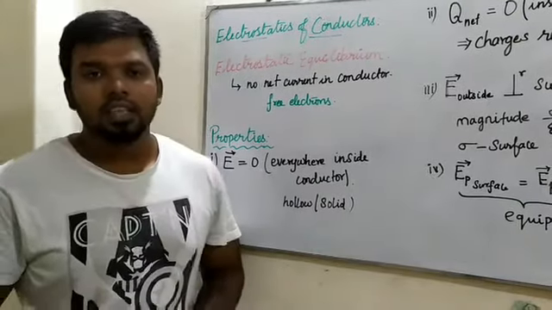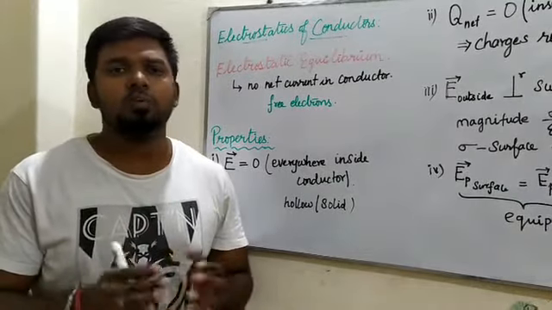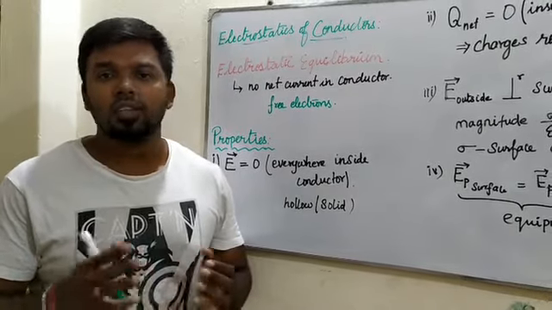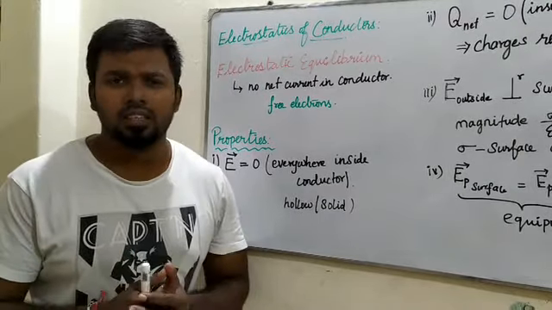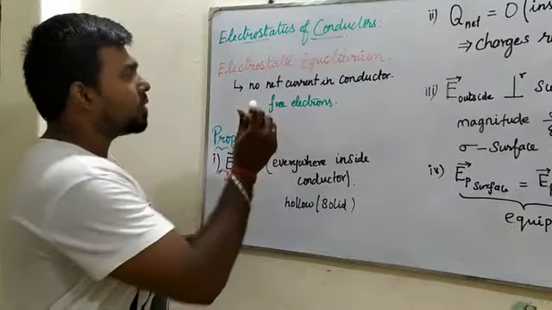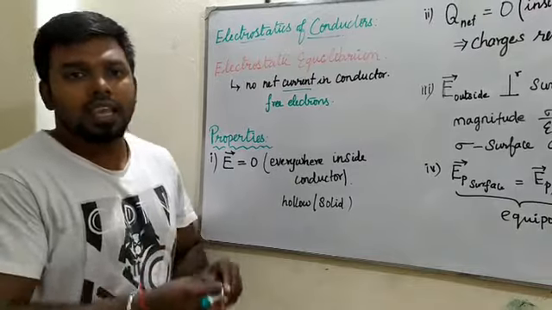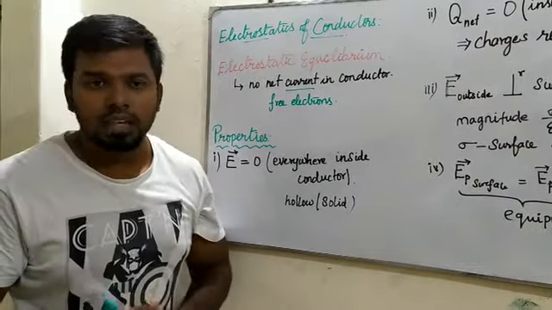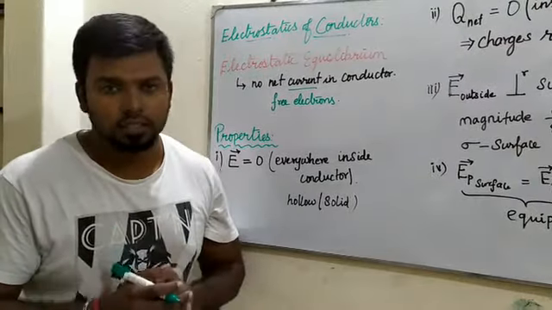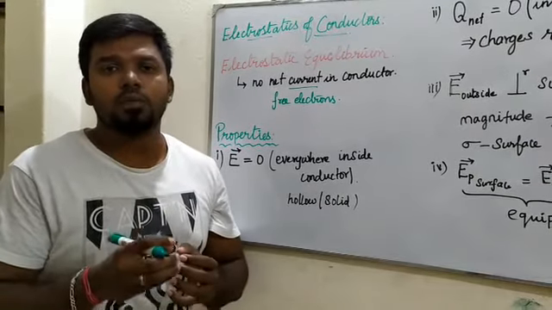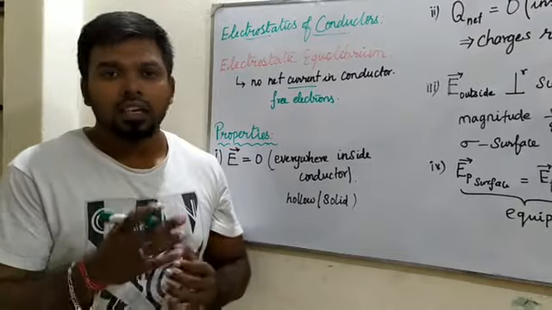In conductors, these free electrons are not bound to any atom, so they will be in continuous random motion in different directions. So there will be no net current inside the conductor. This state we call the electrostatic equilibrium of conductors. These free electrons are responsible for conduction in a conductor.